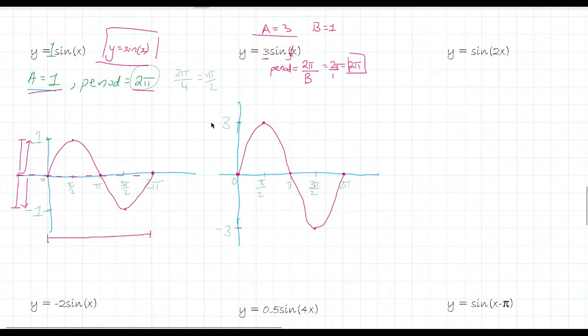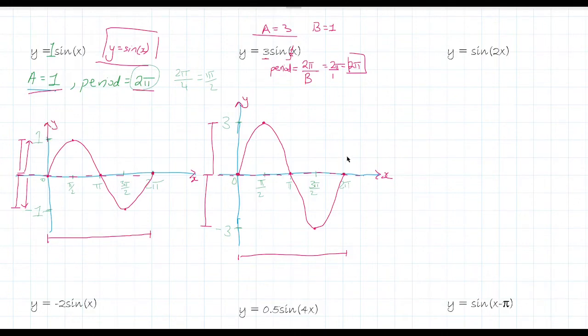So our height from the base or the middle of our function changed to 3 rather than being 1 on both sides. And our period still stayed 2 pi. So one cycle took 2 pi in the x direction for us to plot it.